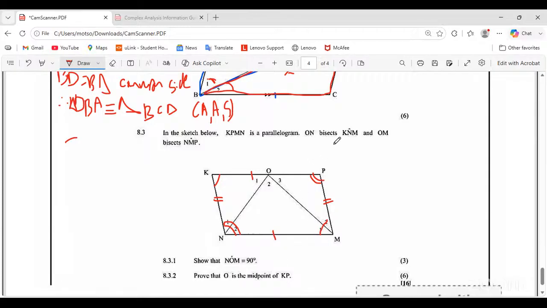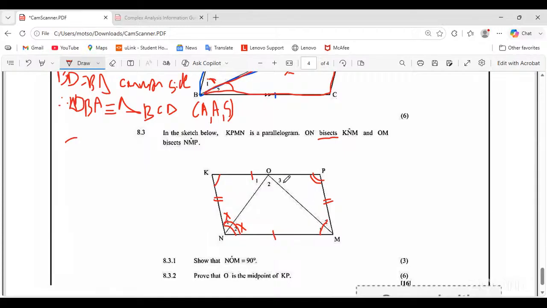We can continue with our statement. They are now saying ON bisects KNM. Oh, wow, we talked about this term earlier on. Bisect. What does bisect mean? It cuts something into two equal parts. Therefore, when they say ON bisects KNM, what is KNM? Then ON bisects KNM. It divides this angle N into two equal parts. Therefore, if this angle is X, this will also be X. Why? Because ON bisects KNM.